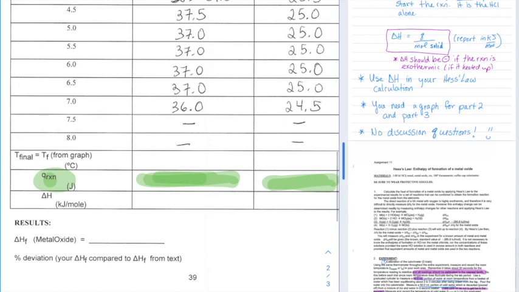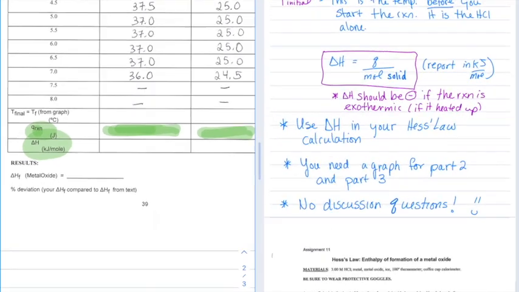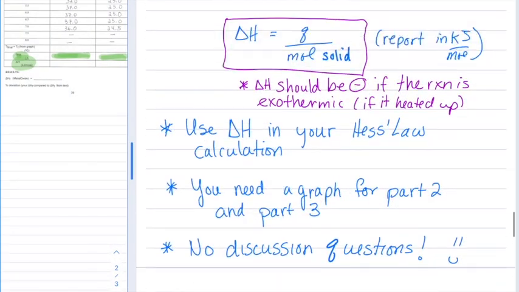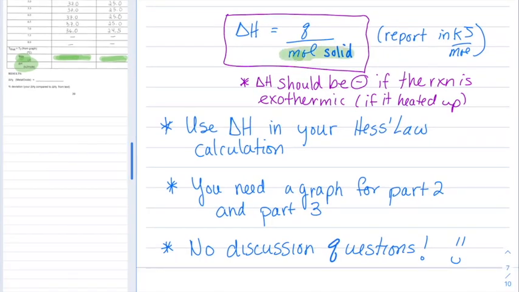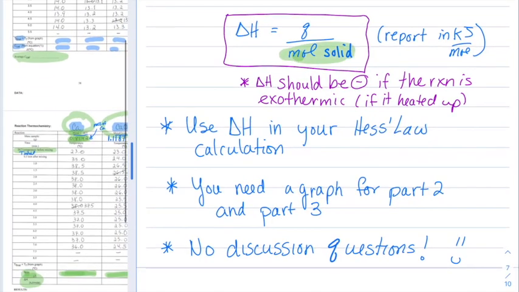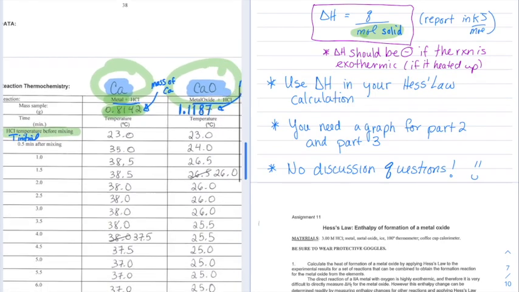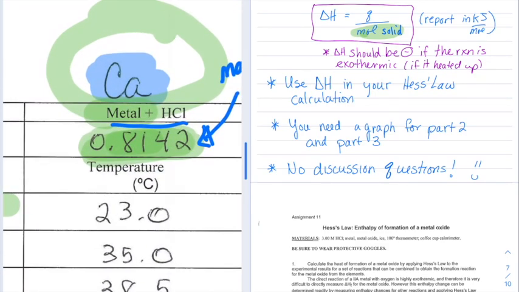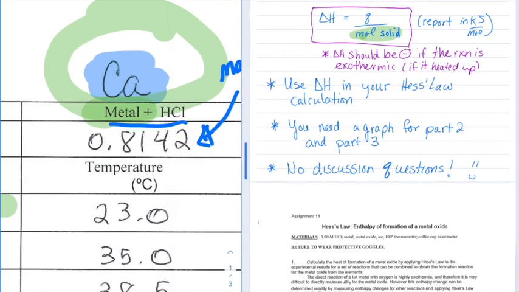All right, so your delta H value, once you solve for it, it's going to go right down here. But before I leave this calculation, let me just remind you how you're going to find your moles of solid right here. You know how many grams of either metal or metal oxide you have. So in this case, we have 0.8142 grams of calcium. So you're going to turn those grams into moles by using your molar mass.